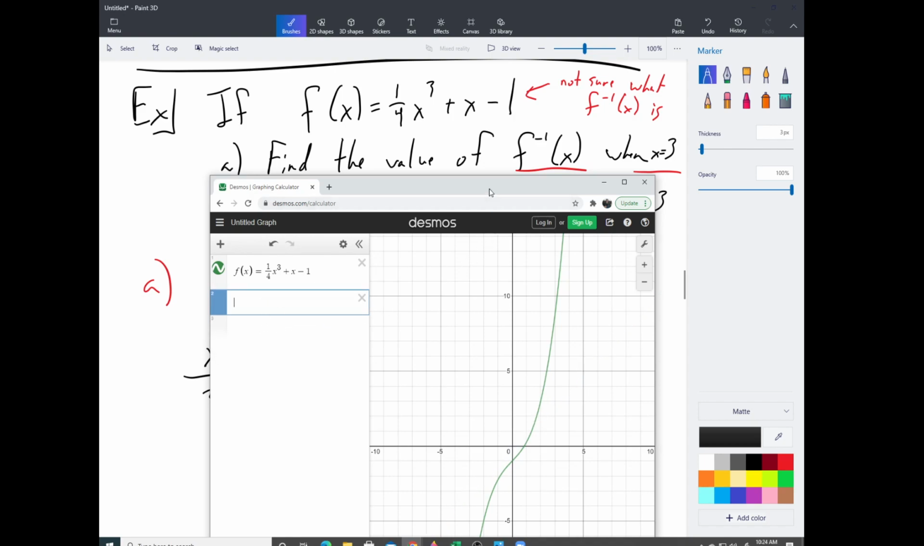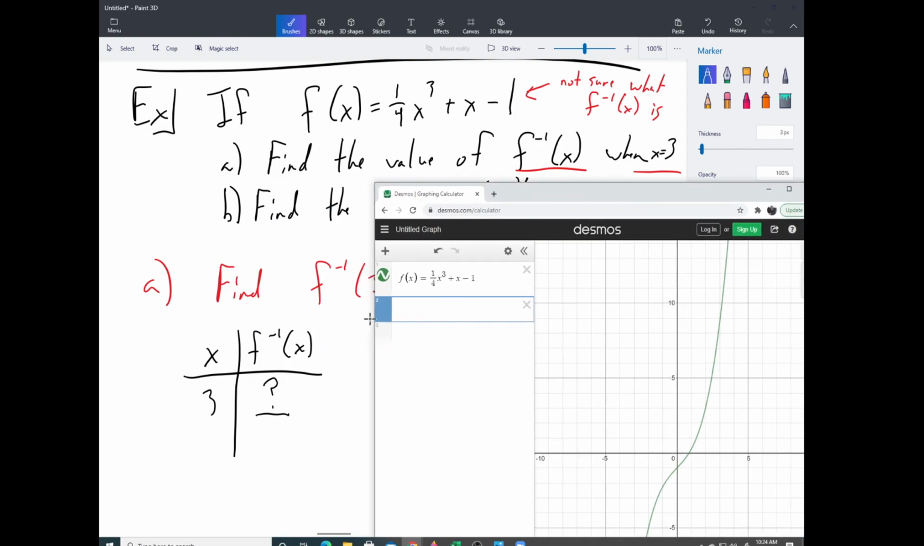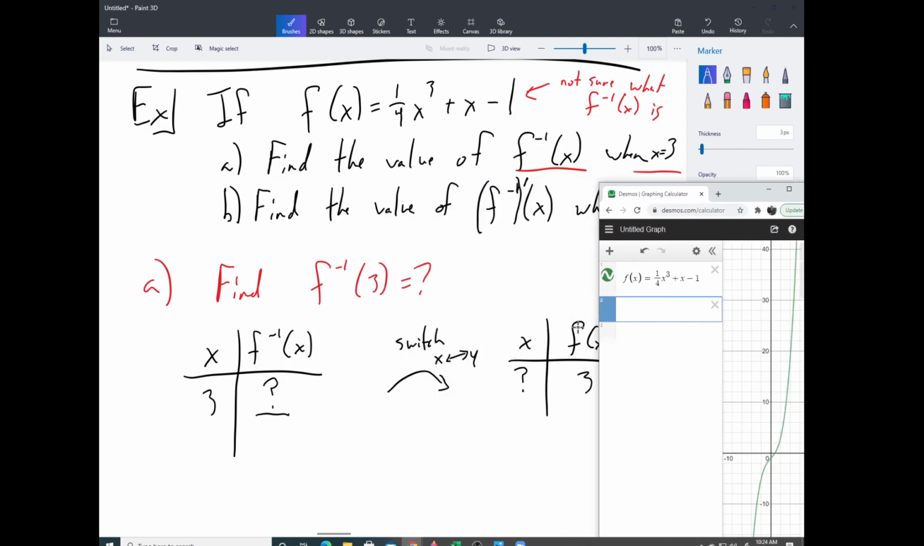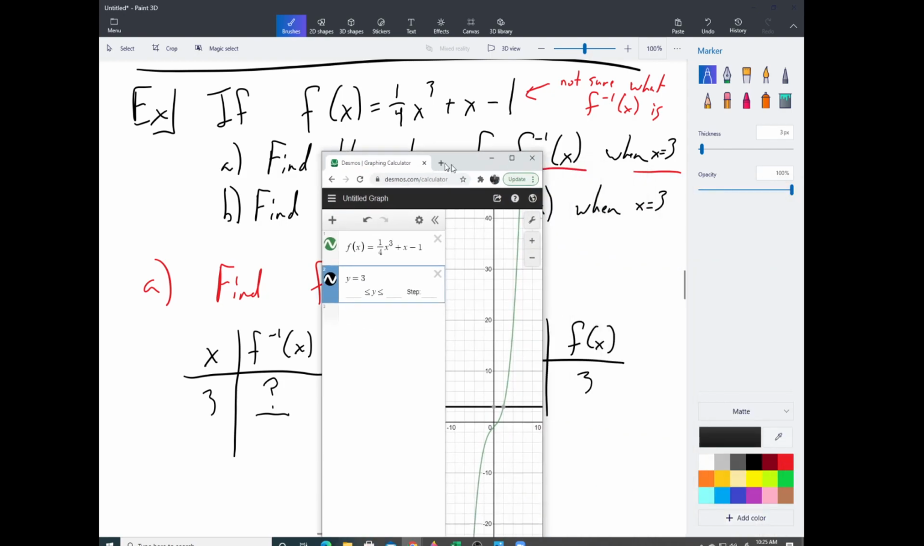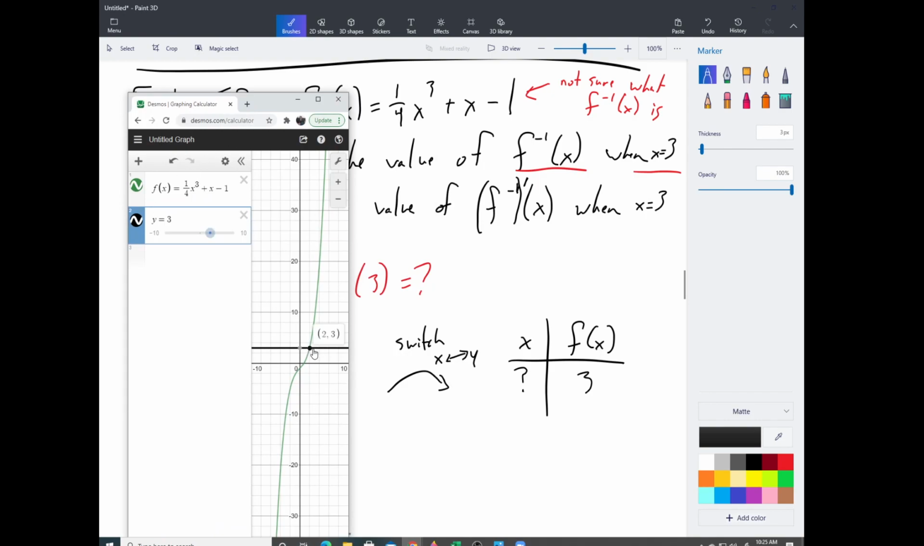So I know that on my original function, I'm looking for a y value of 3. And I love Desmos for this. I can put in y equals 3 and right there it spits it out for me where those intersect. And it tells me that for this function, x equals 2 will give me y equals 3. Again, I'm using lots of pieces of math together, and if they get jumbled in your head, I understand that.